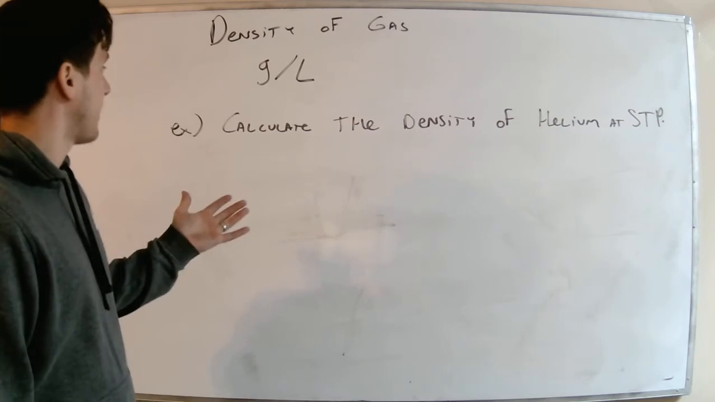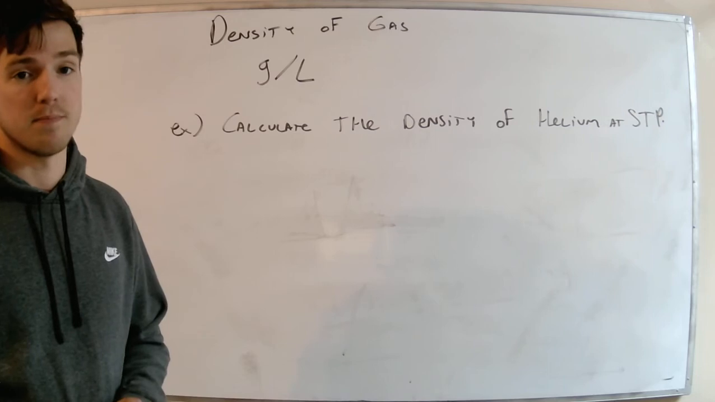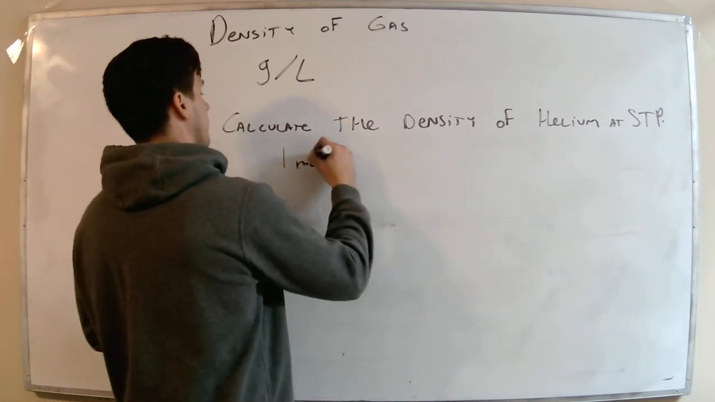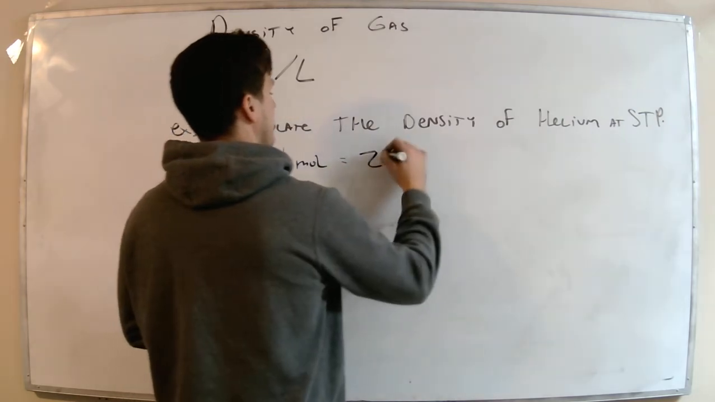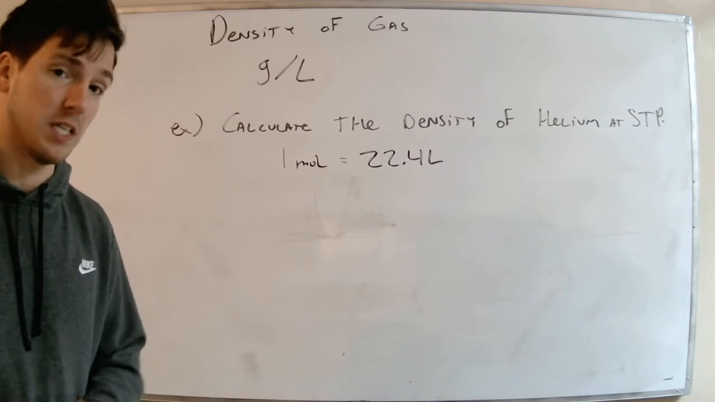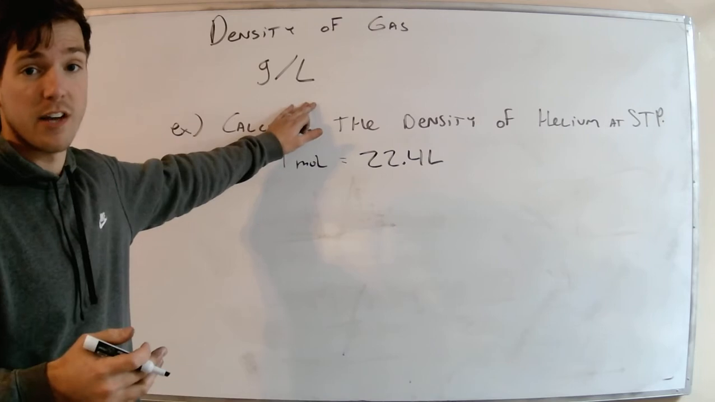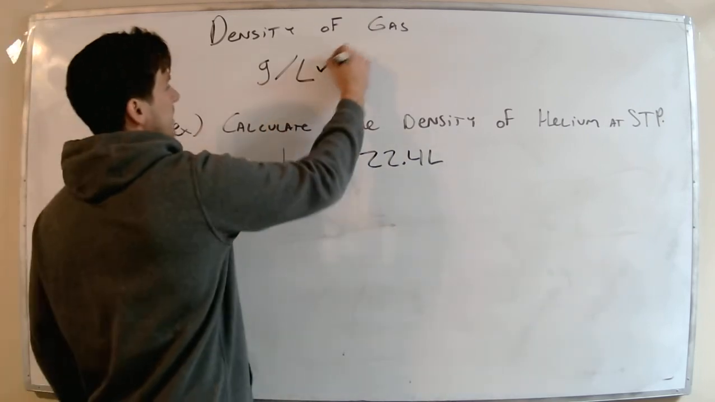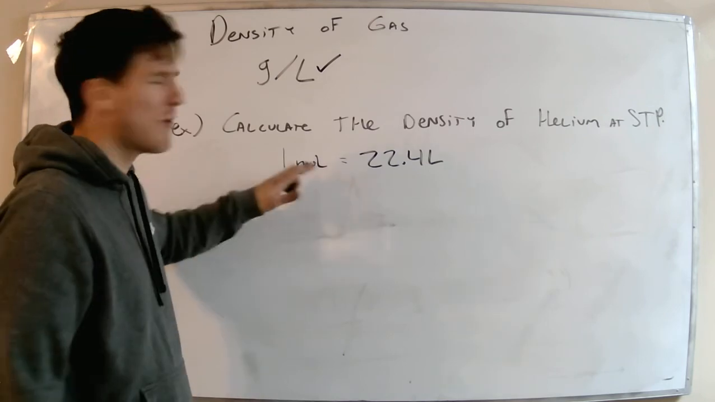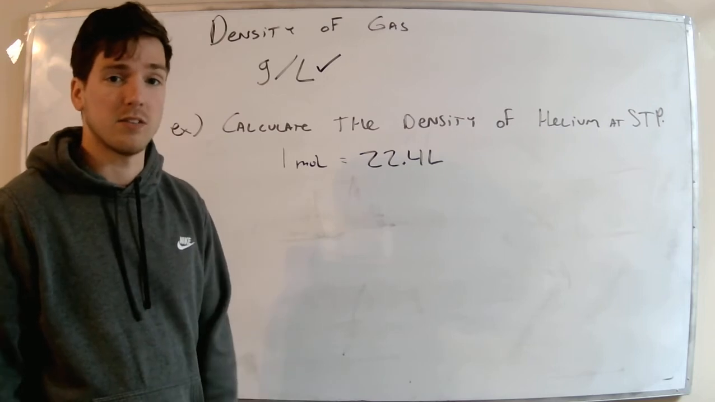So an example you might see is calculate the density of helium at STP. Well, remember that at STP, we have 1 mole of gas that will be at a volume of 22.4 liters. So this is a really, really easy calculation. We need grams and we need liters to find our density of gas. Well, we already have liters because if it's at STP, it's 22.4 liters. But now we need grams, right? Well, we always have 1 mole of gas at STP.